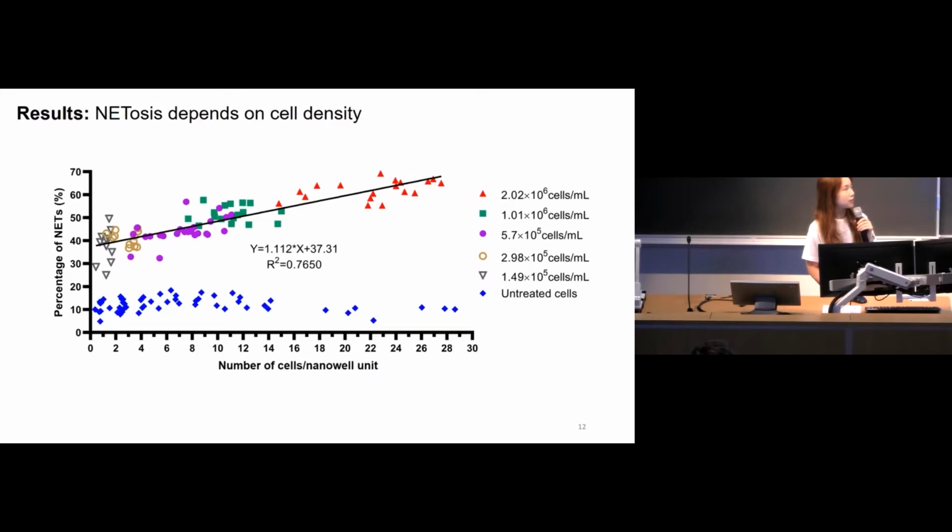The x-axis here shows the density of cells per nanowell unit, and the y-axis shows the percentage of cells undergoing netosis. For the control group, the blue squares here, the percentage stayed at a pretty low level. But for cells from treated groups, we could see that the higher the density of cells, the higher the percentage of cells undergoing netosis. It also showed a strong correlation between the netosis level and the cell density. This result suggests that there might be enhanced cell-cell communication at high cell densities, which amplifies this L-lysine-induced netosis.